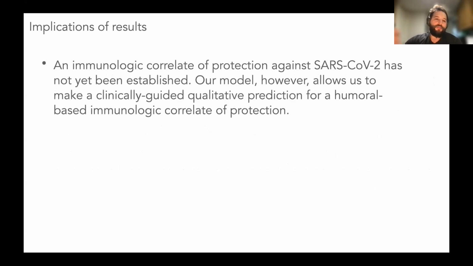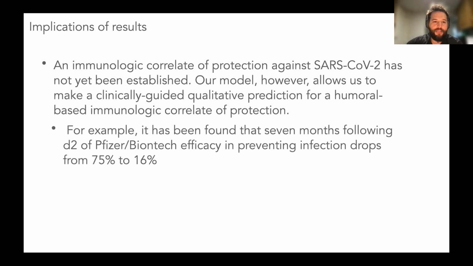So then we went on to try to correlate the efficacy loss with our predicted IgG loss, and our model allows us to make a clinically guided qualitative prediction for a humoral-based immunologic correlate of protection. Basically, we're going to correlate the percent loss milestones with efficacy loss milestones to figure out what percent loss relative to peak correlates to what efficacy loss, from data collected from countries or data sets where the doses were administered at the company mandated intervals.